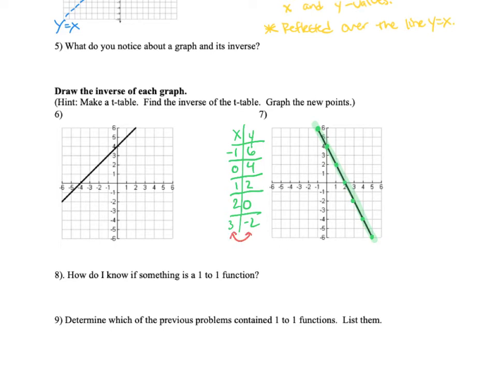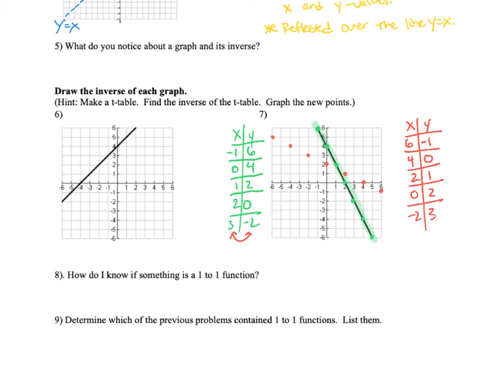I'm going to find the inverse of the t-table, or switch the x and the y values, and get 6, -1, 4, 0, 2, 1, 0, 2, and -2, 3. So it's going to look something like this. Oops, sorry, that's on the wrong spot. There we go. I'm actually going to just keep going just in case you use some of the other points.